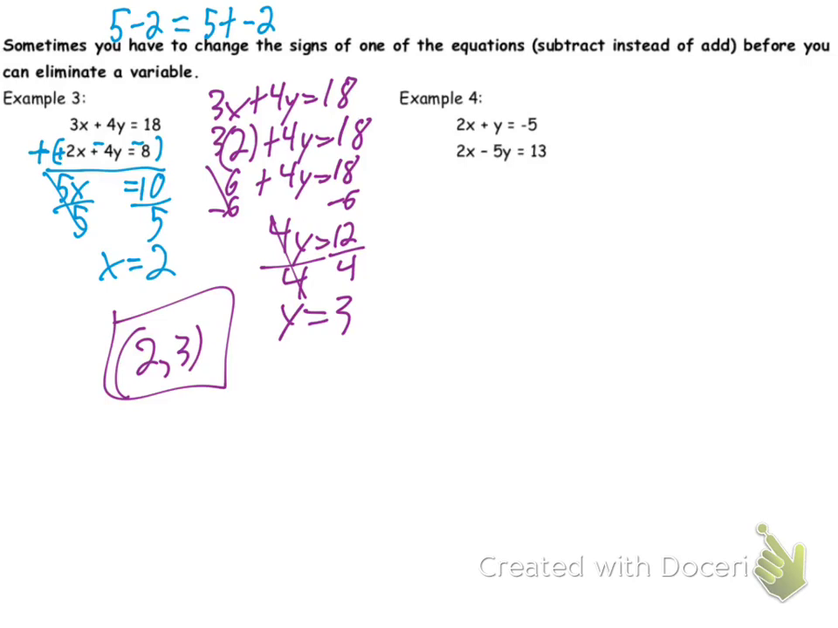Okay, questions on that, guys? Okay, so if we go on to example 4, are we lined up? Yeah, x's, y's, equals constants. Are we ready to eliminate, though? No. So what are we going to have to do again here? Seth? Make the bottom one negative. Change one of those signs here.